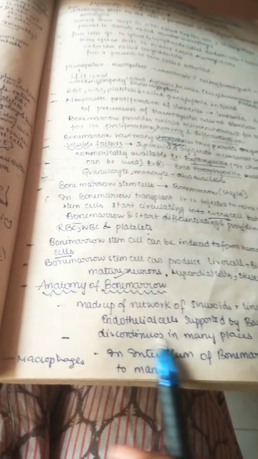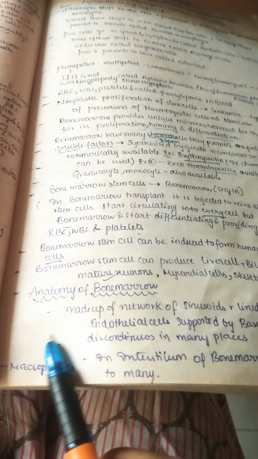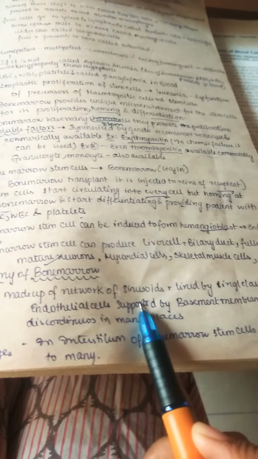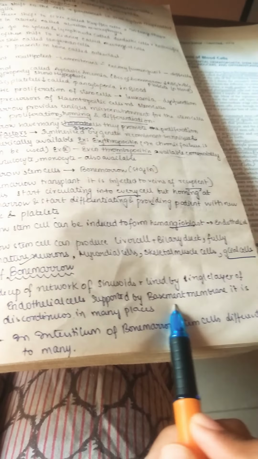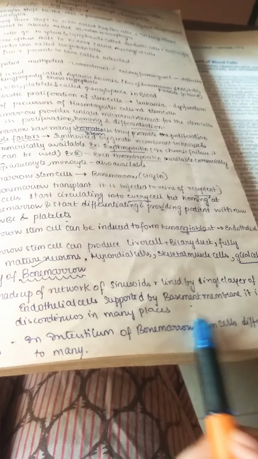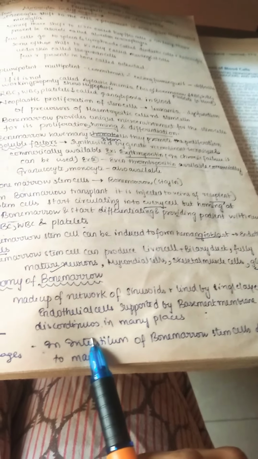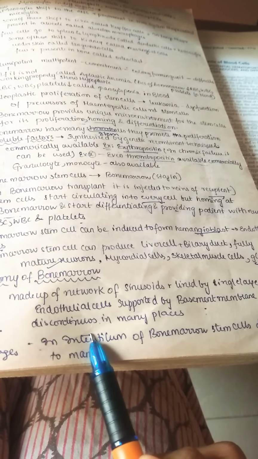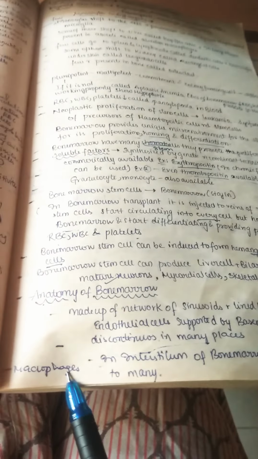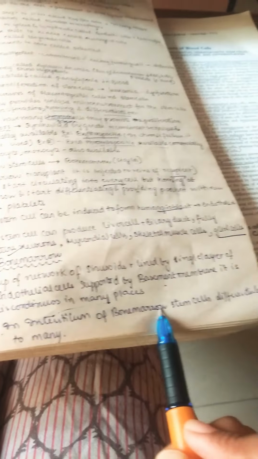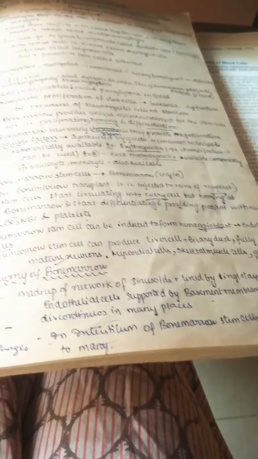And now let us see the anatomy of bone marrow. So mainly bone marrow is made up of a network of sinusoids, and these are lined by a single layer of endothelial cells, and of course they are supported by the basement membrane. And this basement membrane, remember, is discontinuous, like in liver capillaries, in many places. So in the interstitium of bone marrow, the stem cells differentiate into many types.